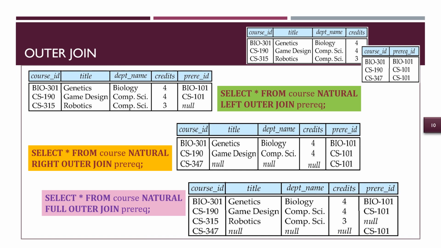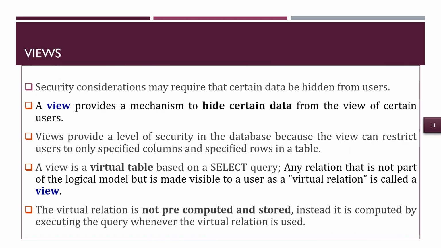So that's about the three types of outer join. The keywords used here are left outer join, right outer join and full outer join. Of course, we can make use of the keyword natural too: natural left outer join, natural right outer join and natural full outer join. Okay, fine. Now let us discuss views.